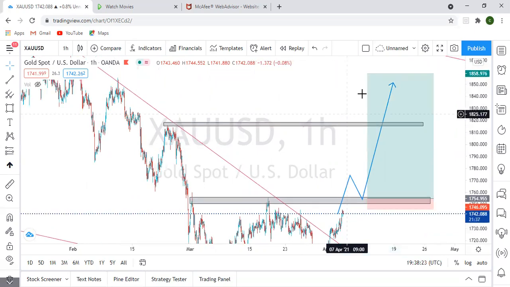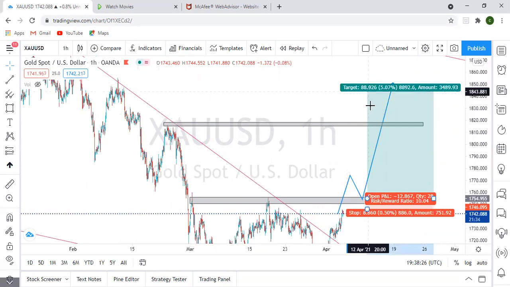So this is a very powerful setup. You don't want to miss this trade. You want to take this trade.